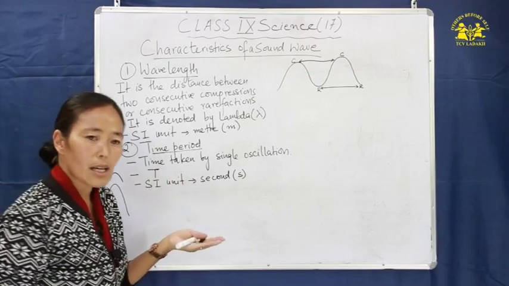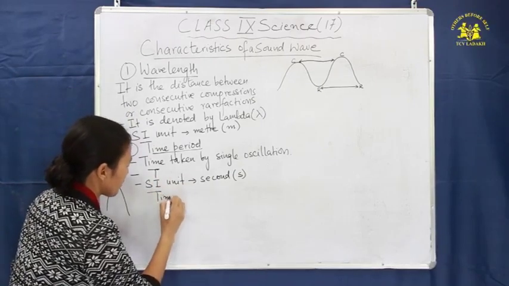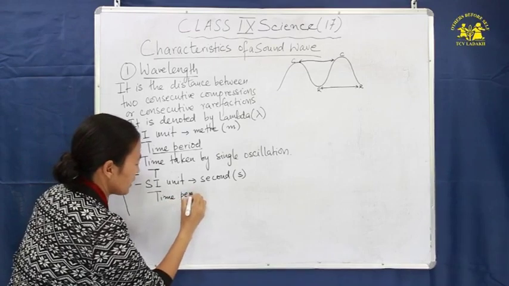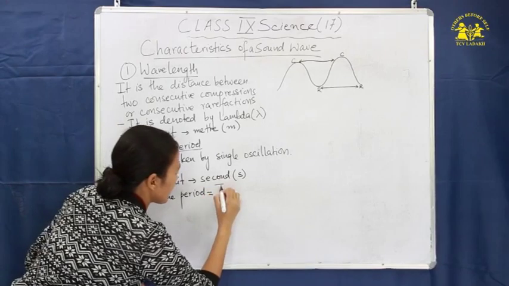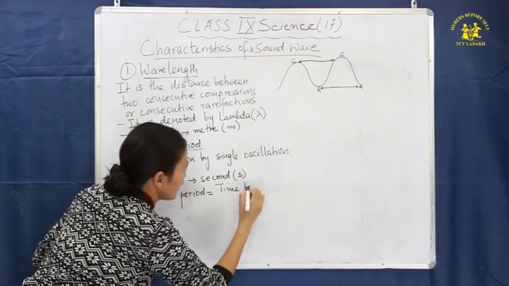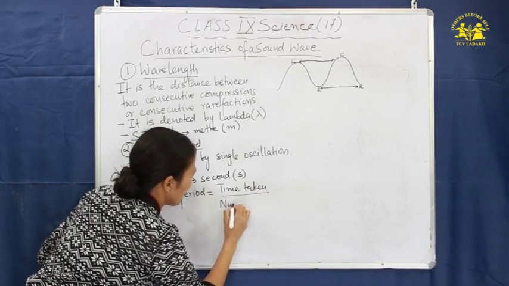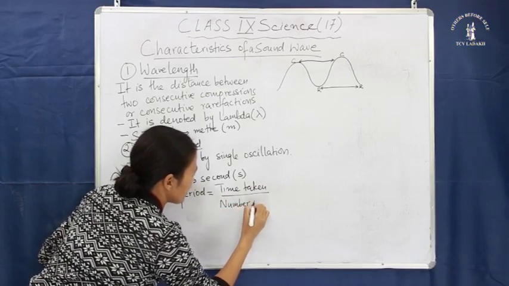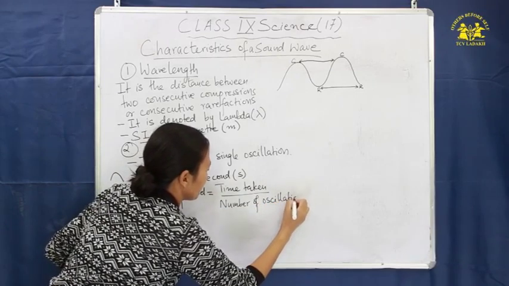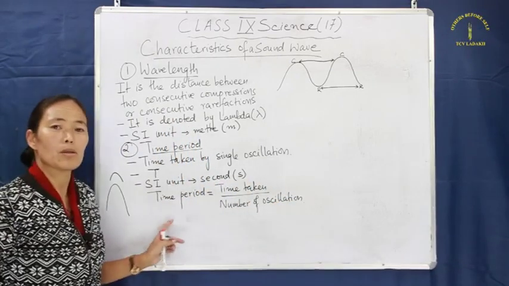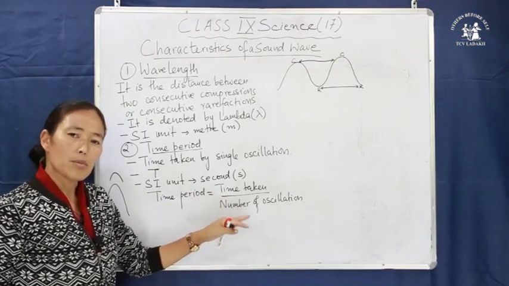Now the formula for time period. The formula for time period is time taken divided by number of oscillations. Time period is equal to time taken divided by number of oscillation.